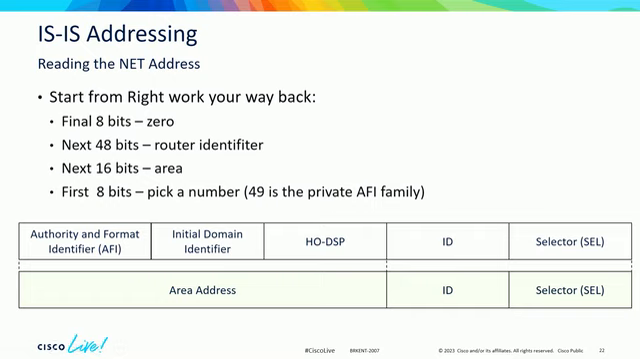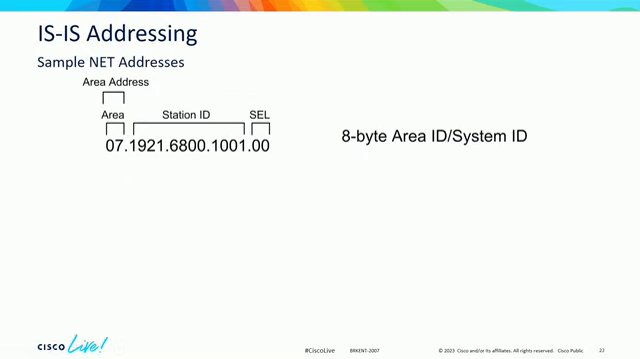Let me walk through some examples to help break this down. You could have a simple 8-byte area ID and system ID. We can see that the area is 07. The station ID is 192.168.001.001, which looks like an IP address just with 3 digits for all your octets. See how that works? It makes it a little bit easier. You have to figure out a schematic that works for you, easy not just for you, but for the guys answering the help desk.